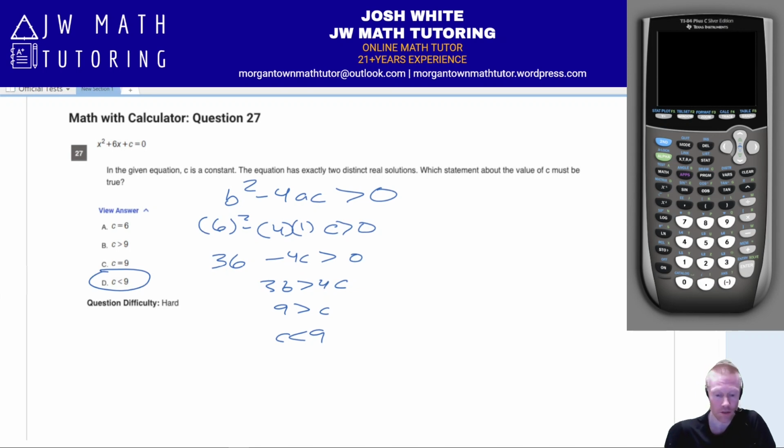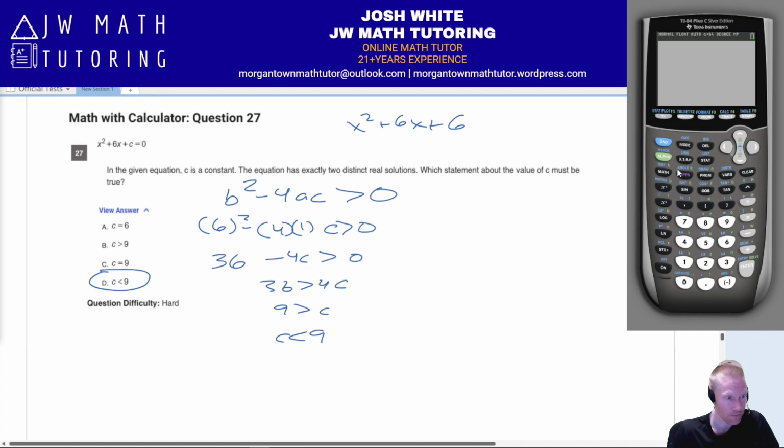Here are alternate methods you could use to solve it. You could use the strategy of picking numbers. So let's start with the first answer choice, C equals 6, okay? We get x squared plus 6x plus 6. Now, the quick and easy way to solve this would be to use a graphing calculator. What I'm going to do is just graph out the function and see how many x-intercepts it has. Because x-intercepts, roots, zeros, solutions, those are all the same exact thing.